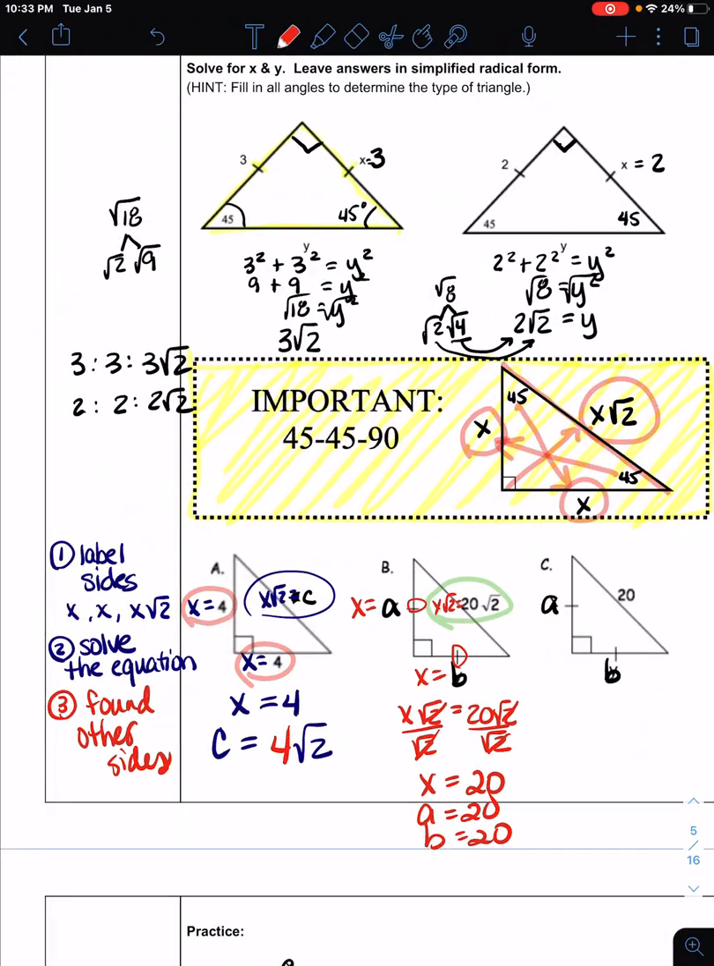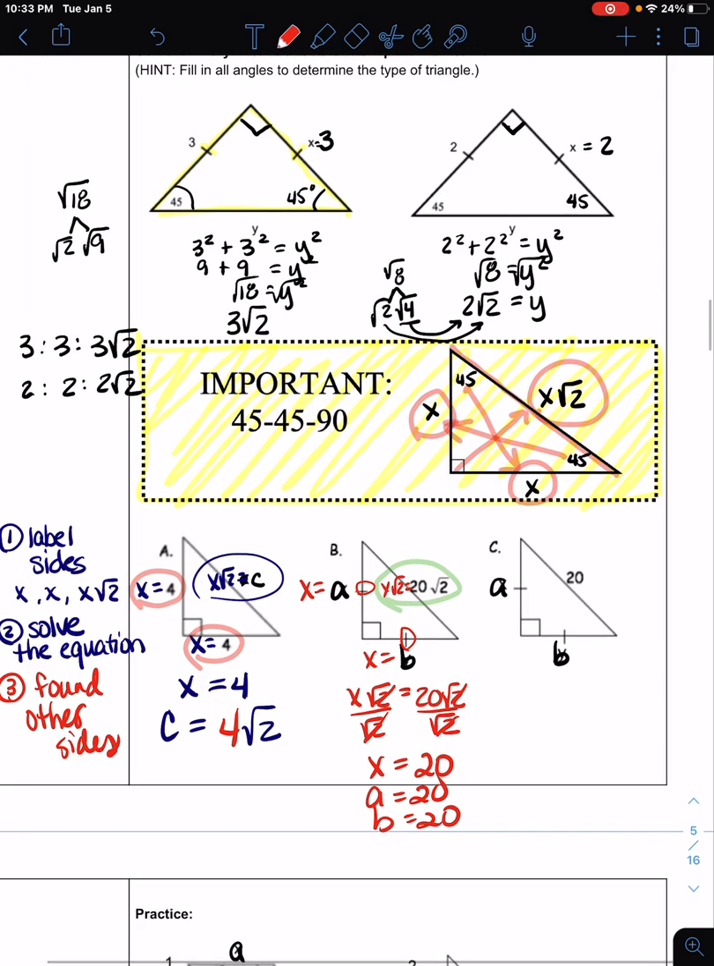Sorry, I keep shifting around and it's turning it. Now, this one's a little different. Notice you have the hypotenuse, and notice that there's not a square root of 2 on that hypotenuse. That's okay.